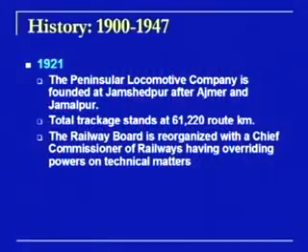Again on these slides, what we see is that track length was increasing and it was 16,220 route kilometers in 1921. Further, the Railway Board was organized with a Chief Commissioner of Railways, which had more powers than before.